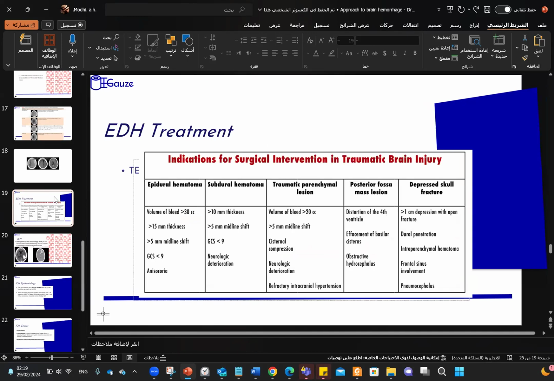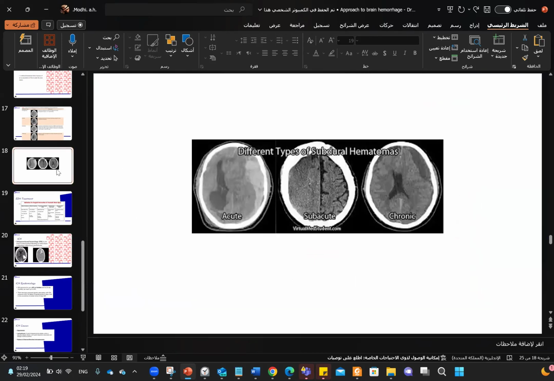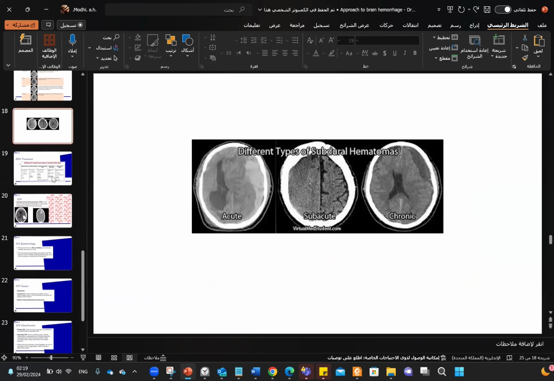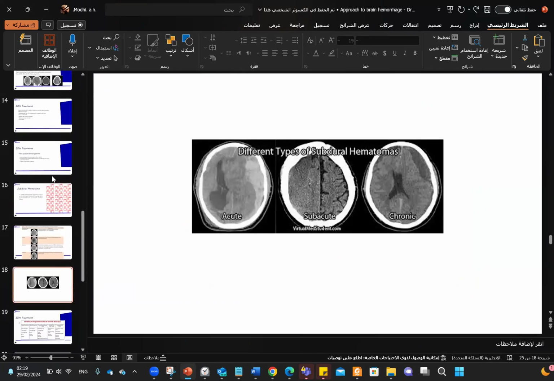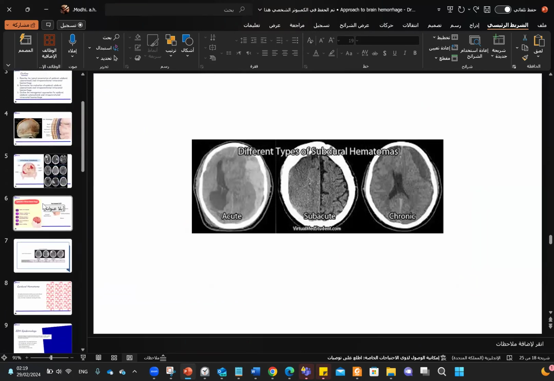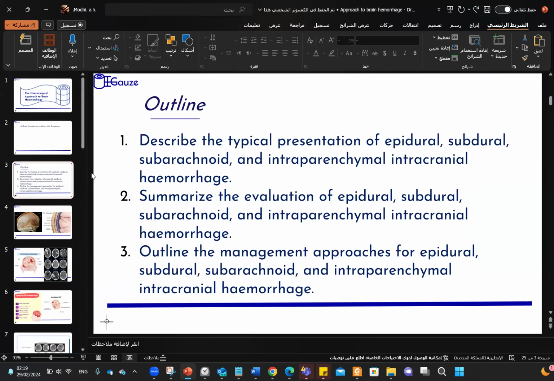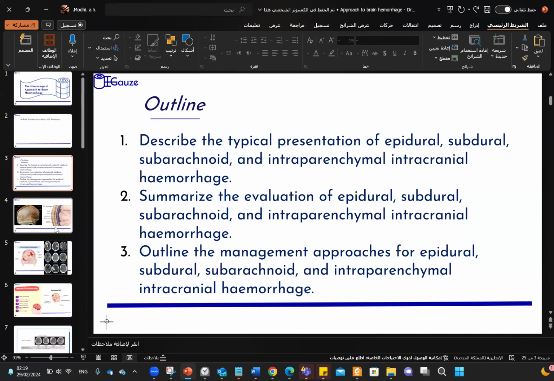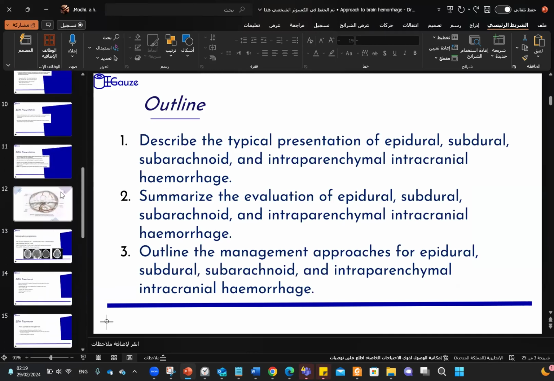Optimize the patient's condition, like making sure that the coagulation profile is good, there is no underlying vascular malformation, and that your surgery will actually be of benefit to the patient, not the other way around. And I think this is all I have. If you guys have questions, please let me know.